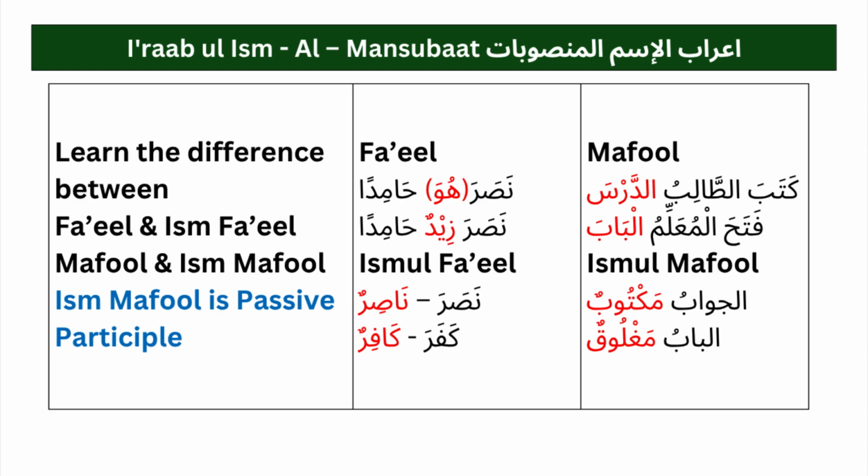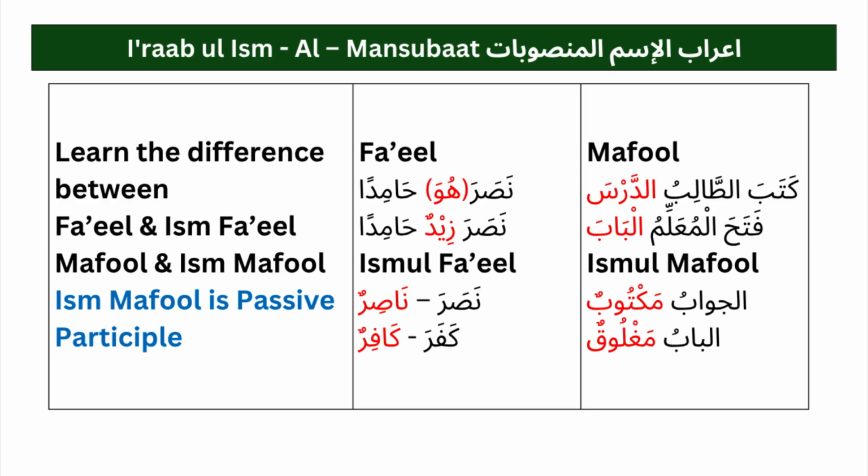Now let us go to the next distinction, maf'ul and ismul maf'ul. The page reminds us clearly that ismul maf'ul is the passive participle. This means it is a noun derived from a verb to describe the one or thing upon which the action has been done. The examples given are al-jawun maktubun and al-babu maftuhun. Here maktubun means written and maftuhun means opened.